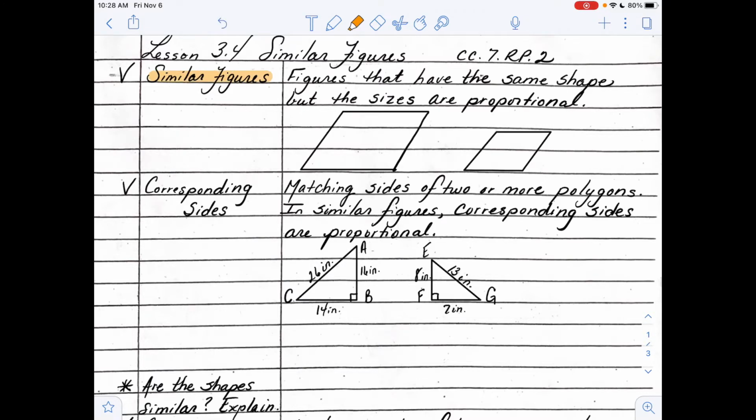I want you to understand that similar figures doesn't mean that they're the exact same. These are figures that actually have the exact same shape, but their sizes are proportional. So it's not just that they're smaller or bigger, they actually are the exact same shape, just either shrunk down or blown up. And the big thing you need to remember is this part right here. They are proportional.